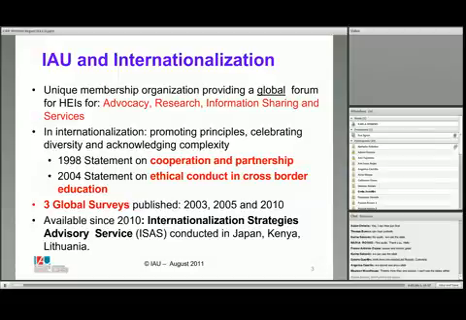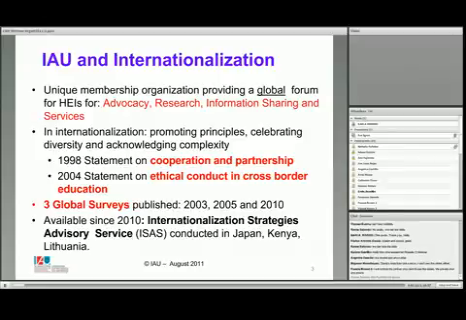So first of all, IAU, a few words about this organization. We are a global forum of higher education leaders. We bring universities and university organizations together for purposes of advocacy, research, networking, of course, and information sharing, but also IAU provides a number of services to its members. We have worked on internationalization in its various forms since the creation of this organization. I think it was, in fact, the reason why IAU was created.